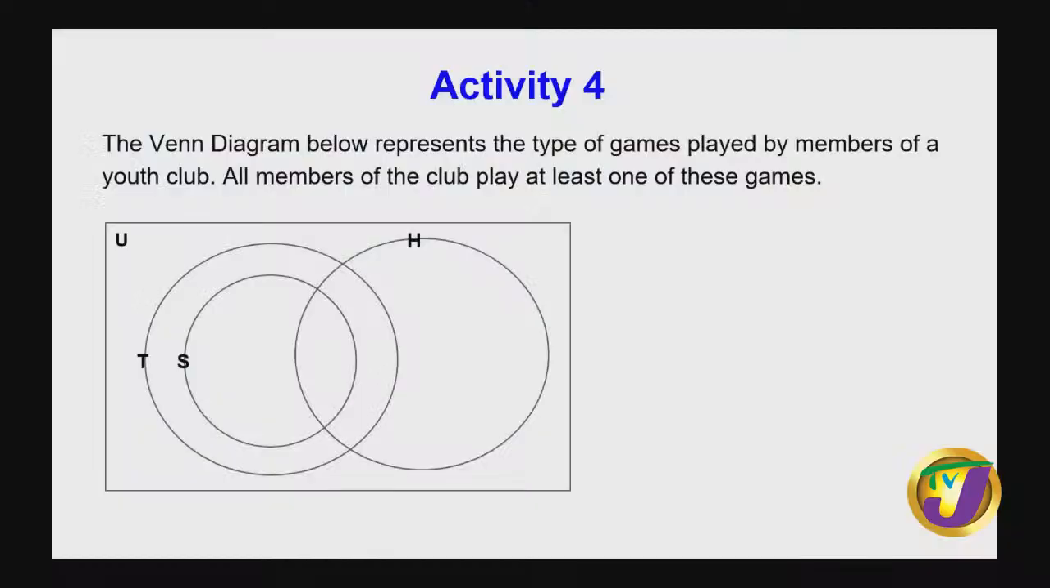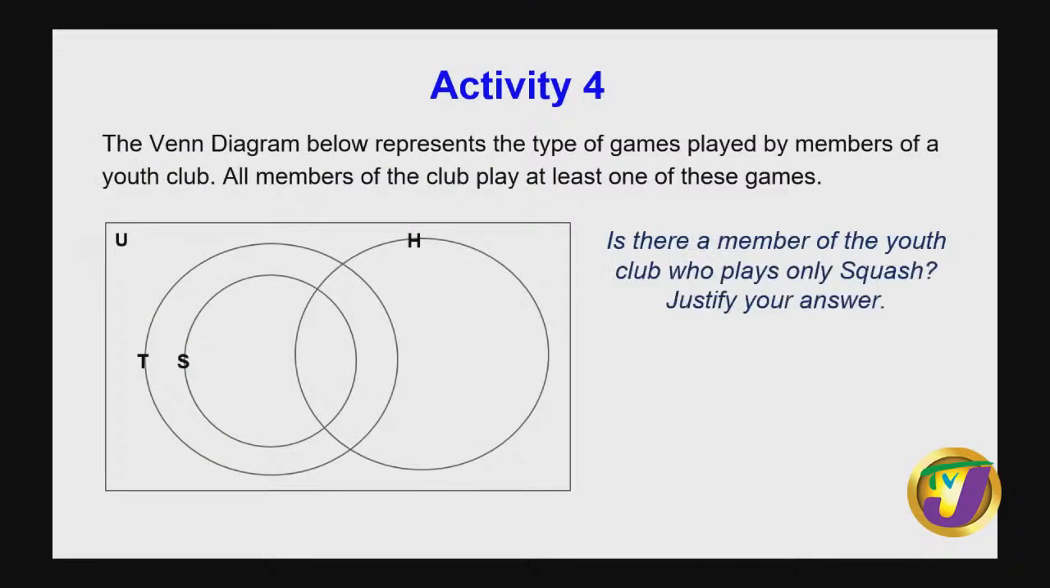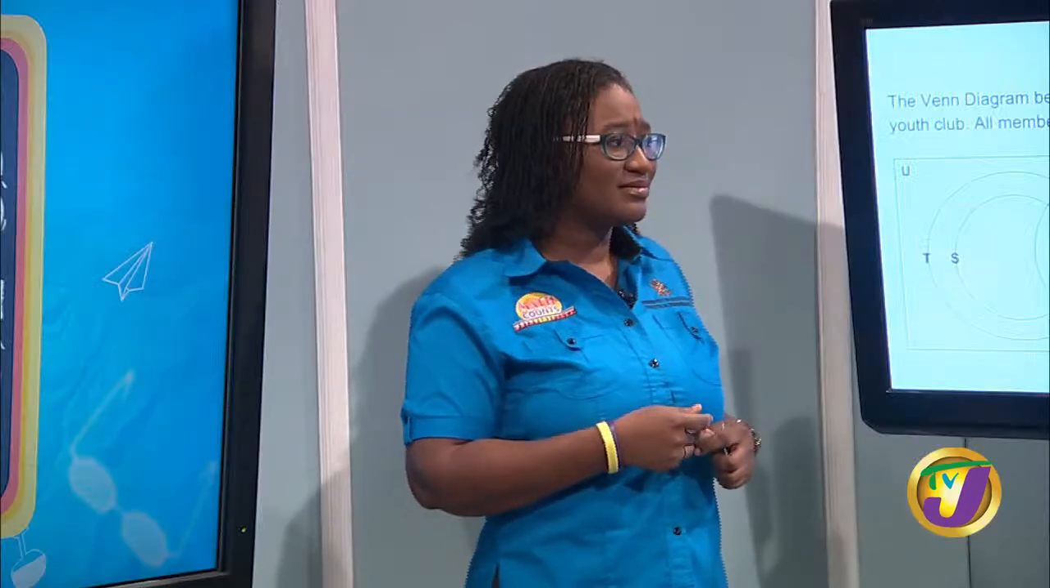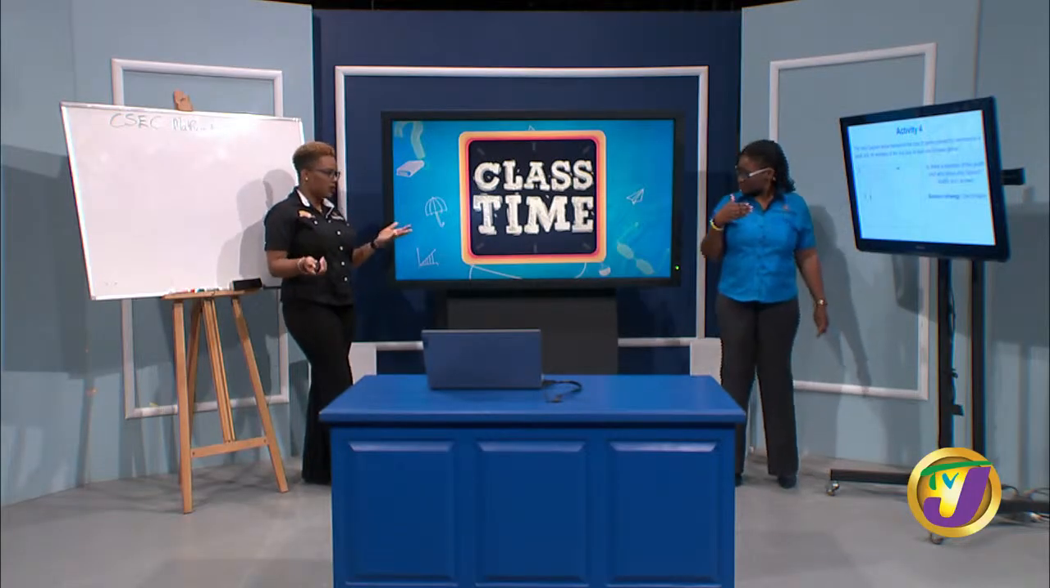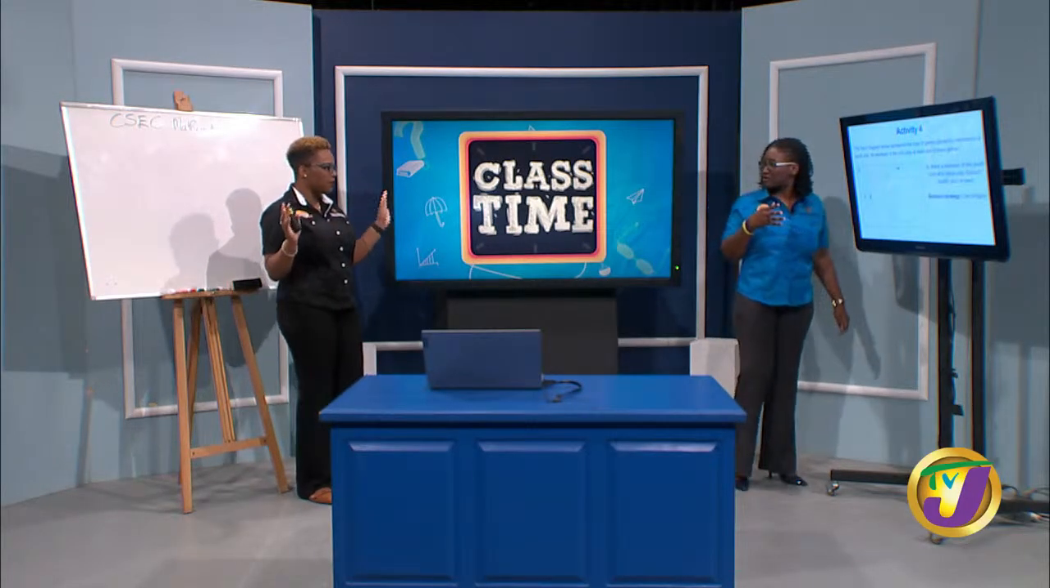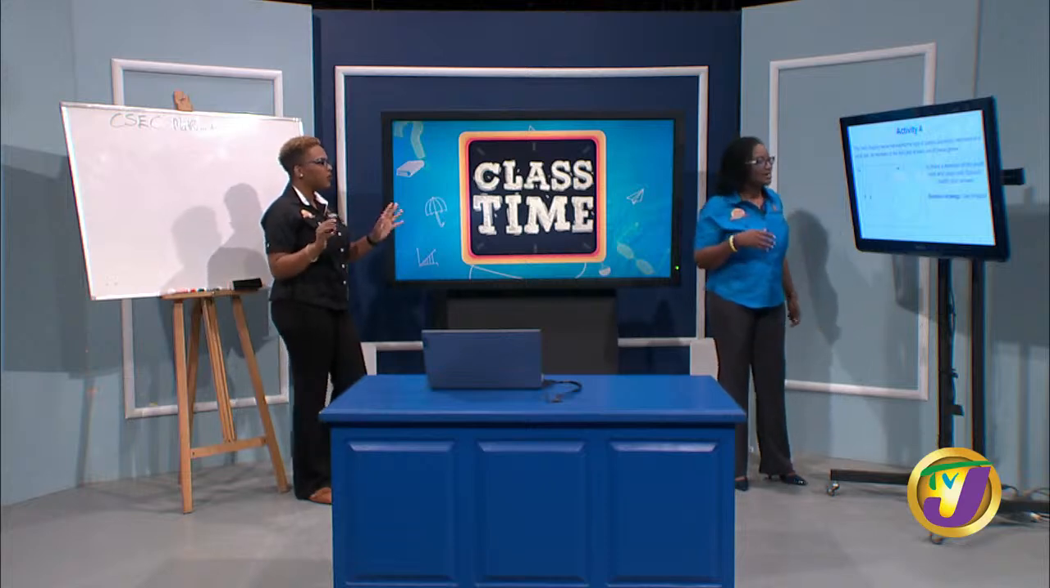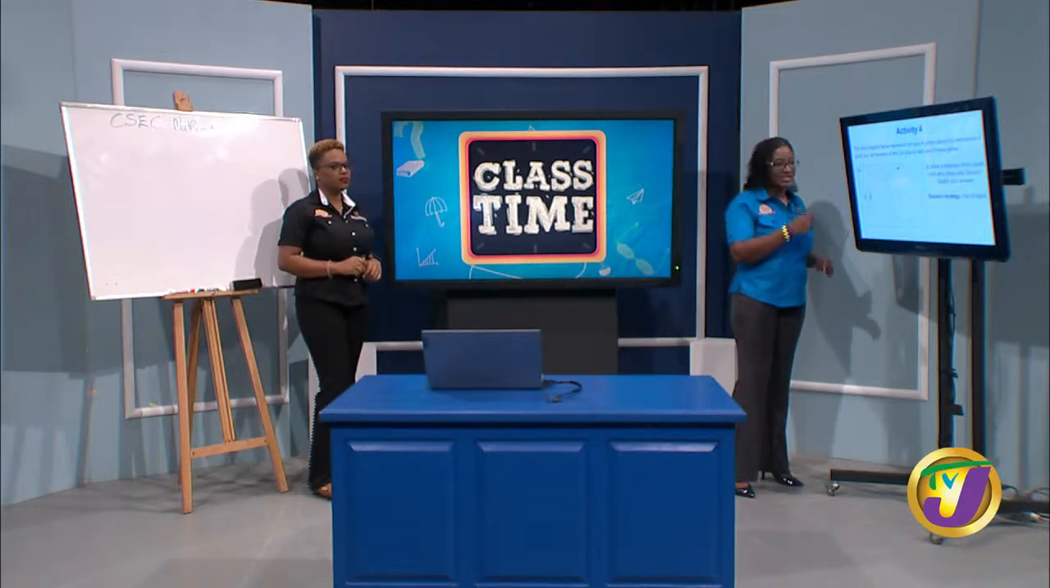So the question is: is there any member of the youth club who plays squash only? And I need you to justify your answer. All right, so for this one, I need to touch the screen and reason, so tell me which strategy you're going to use first. Well, logic. Because we have the diagram up here already, so it's logic. And we know that this diagram is from Mr. Venn himself. That's right, a Venn diagram. So let's use logic on this.